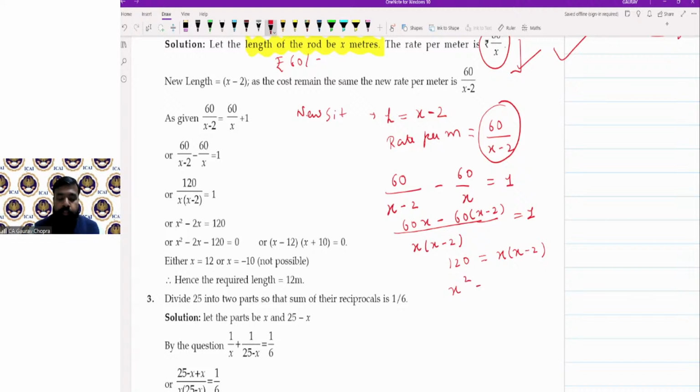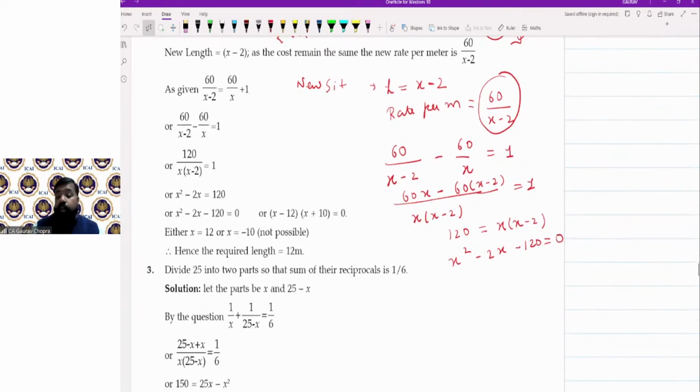So from here we get the quadratic equation. तो यहां से हमारे पास एक quadratic equation आ चुकी है. Now we have to simplify this. So let us simplify. 120 के factors करने हैं. So 12 and 10 can be taken. So x square minus 12x plus 10x minus 120 equal to 0. So what will be the result? x minus 12 and x plus 10. So 12 and minus 10.